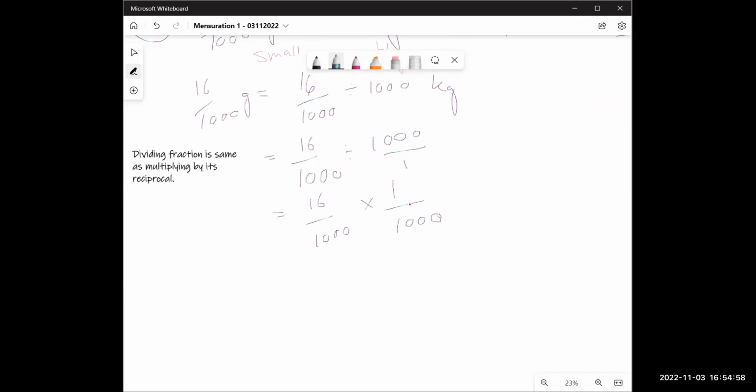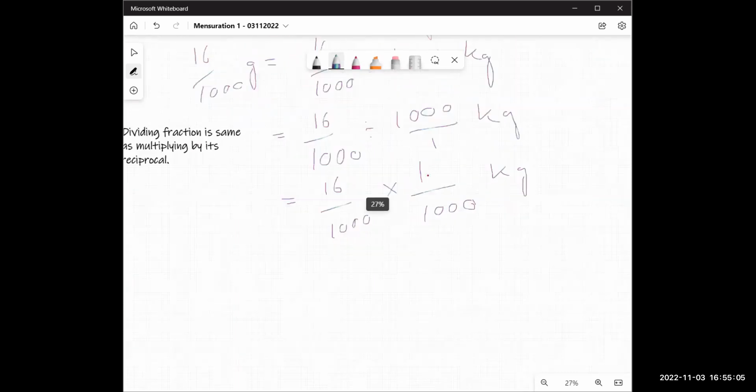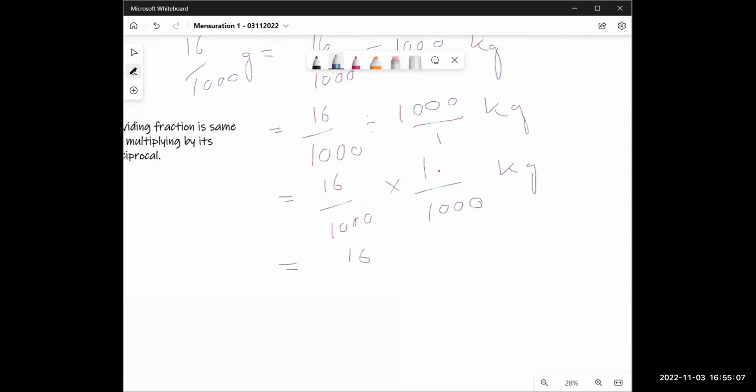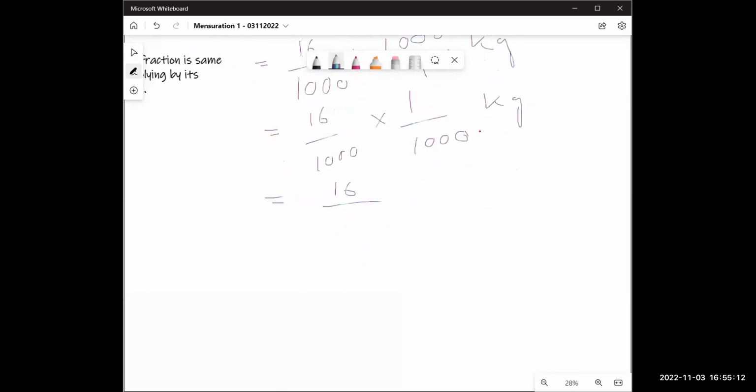Now this is what I have, right? Can you solve this? Let's multiply top with top, bottom with bottom. 16 into 1 is 16, right? What is 1000 into 1000? Just add these zeros. 3 zeros here, 3 zeros here. So when we multiply, it becomes 1 million, with 6 zeros.